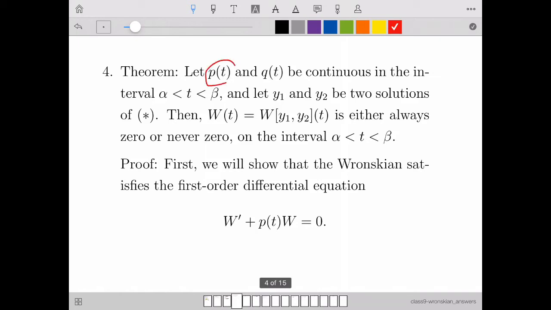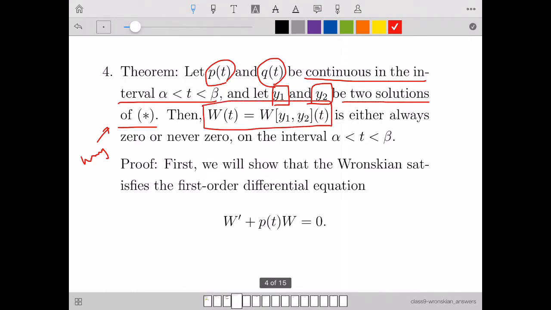Let P of t and Q of t be continuous in the interval alpha beta, and let y1 and y2 be two solutions of star, the linear second order homogeneous equation. Then the Wronskian W of t is either always 0 or never 0 on the interval. It's either always 0 or never 0.